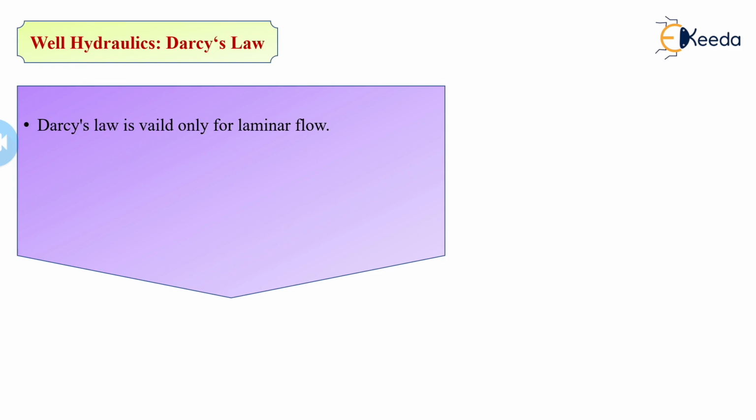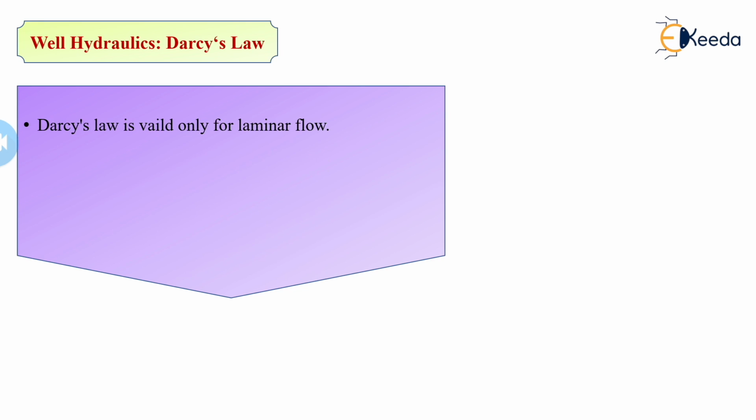According to Darcy's law, and this is its limitation, it is valid only for laminar flow. Darcy's law represents the statistical microscopic equivalent of the Navier-Stokes equation of motion for viscous flow of groundwater. It is valid only for laminar flow because very small pore dimensions are available in fine grained soil, so only laminar flow should exist.